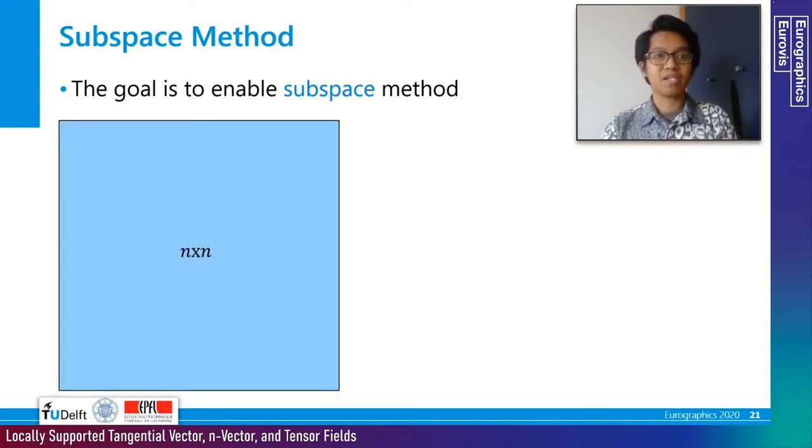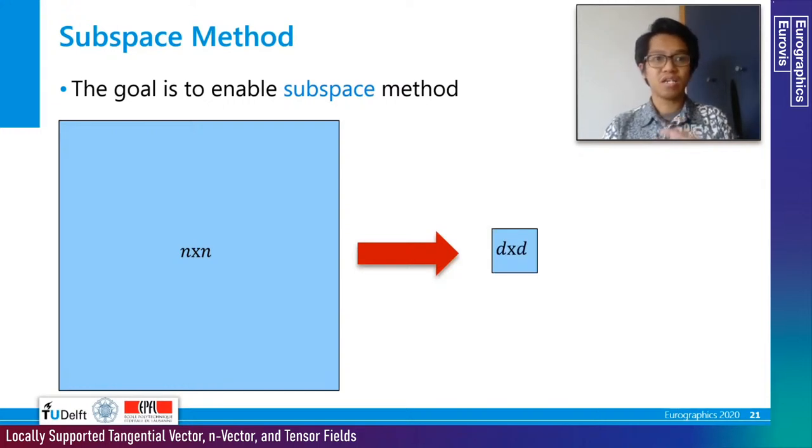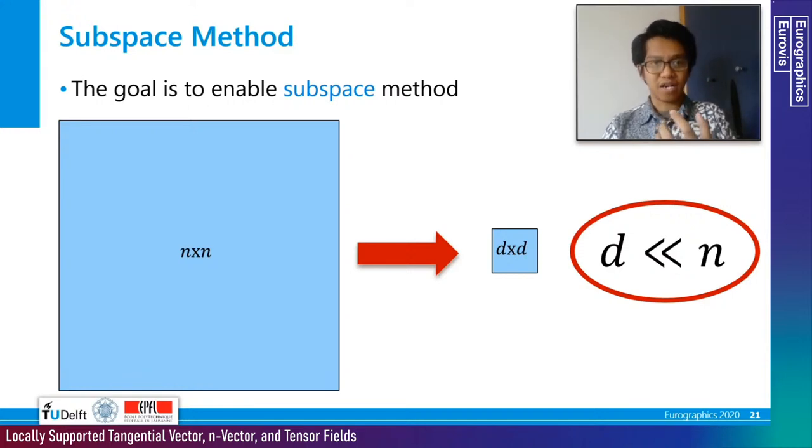What we mean by that, loosely speaking, is to transform an N by N problem to a D by D problem, in which N is associated to the mesh resolution, or it could be the number of triangles or the number of vertices, depending on the discretization, while D is the dimensionality of the subspace, and D is chosen to be much smaller compared to N. By doing so, we can transform the problems into a much lower dimensionality that we can solve independent of the mesh resolution, and also much more efficiently.